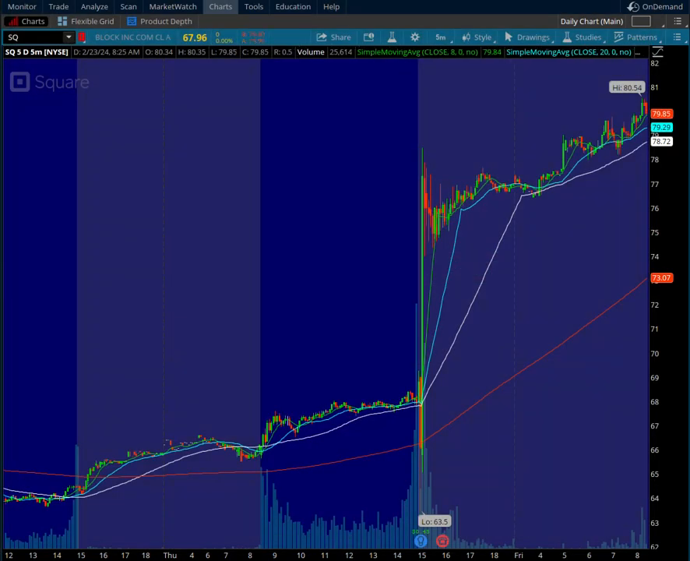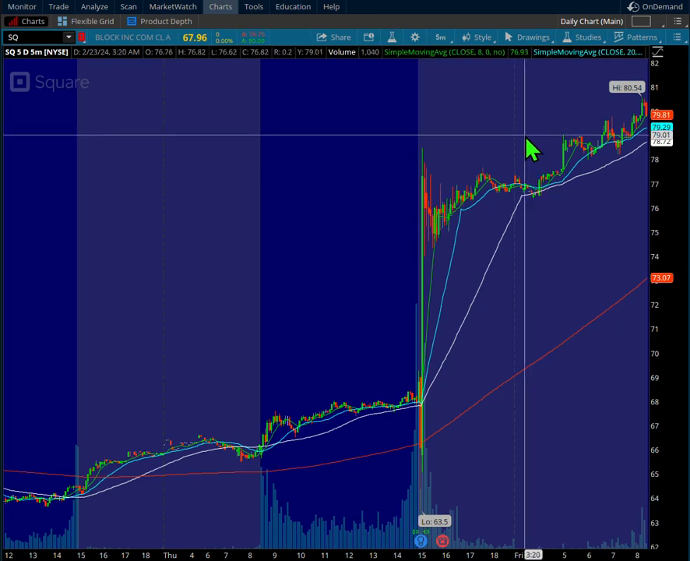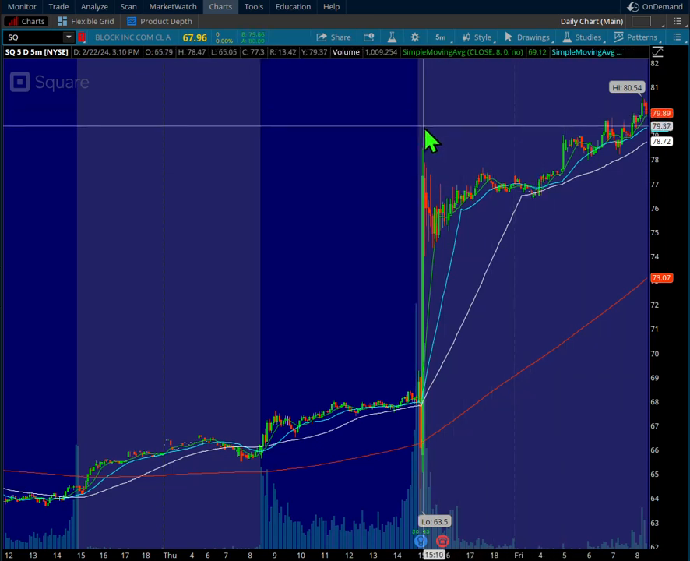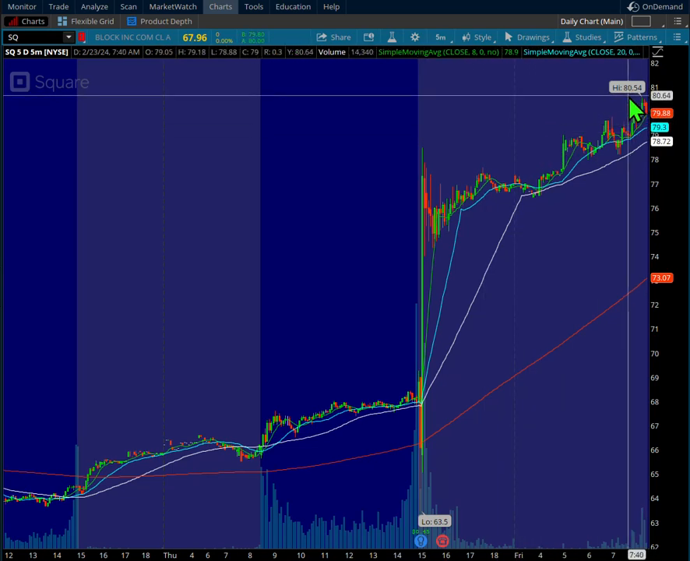Okay, so now we're about 4 minutes from the close. I've got a 5-minute chart up of Square. This data here is post-market, and this data from here to the right is pre-market today. So we've traded up as high as 80.54. There's a couple things going to happen today. First of all, this implied volatility is going to crush.